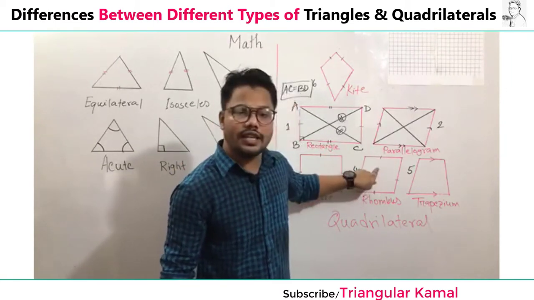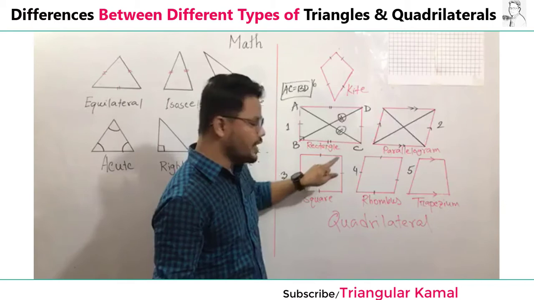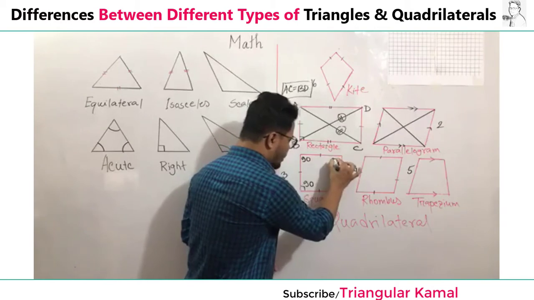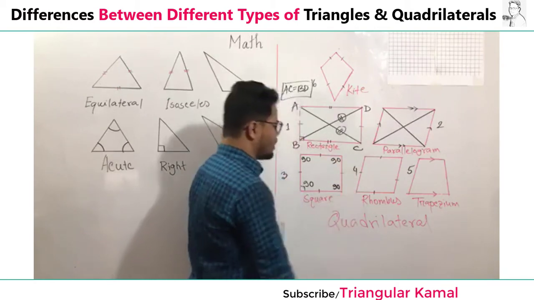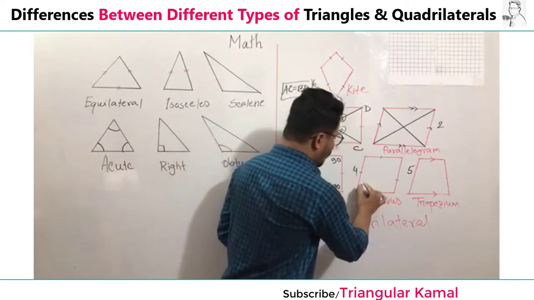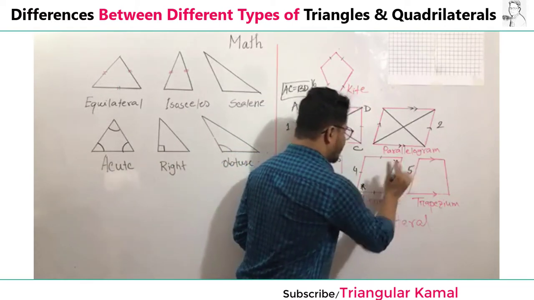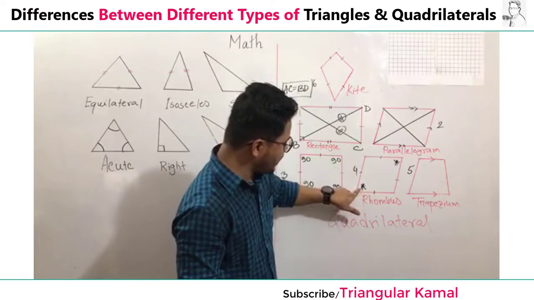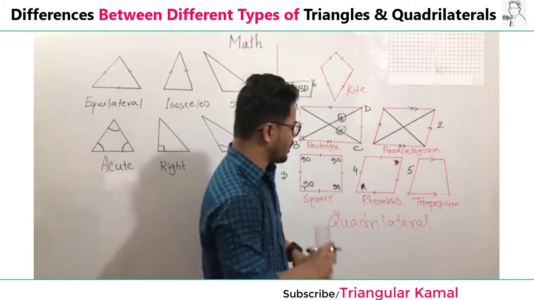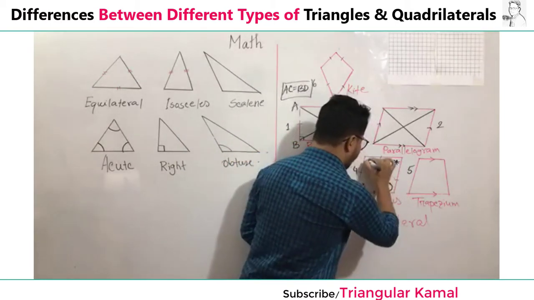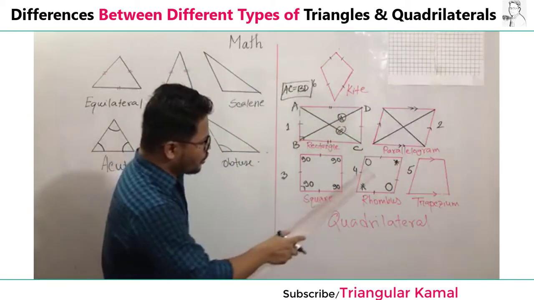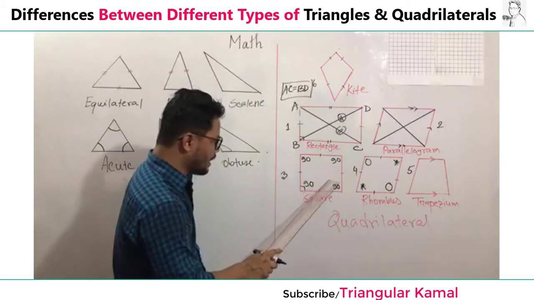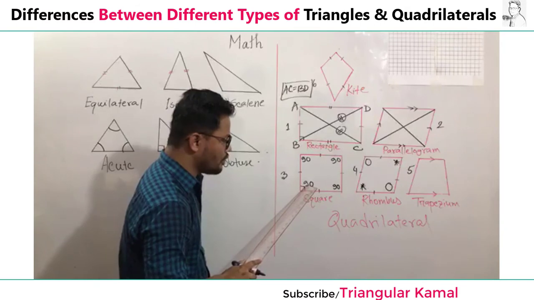In a square, each angle will be 90 degrees. If this angle is 90 degrees, this one is 90 degrees, and so on. In a rhombus, two opposite angles are the same in measure. If this angle is 70 degrees, this one will be 70 degrees. If this angle is 80 degrees, this one will be 80 degrees. So in a rhombus, two opposite angles are the same, but in a square all four angles are the same. Each angle will be 90 degrees.